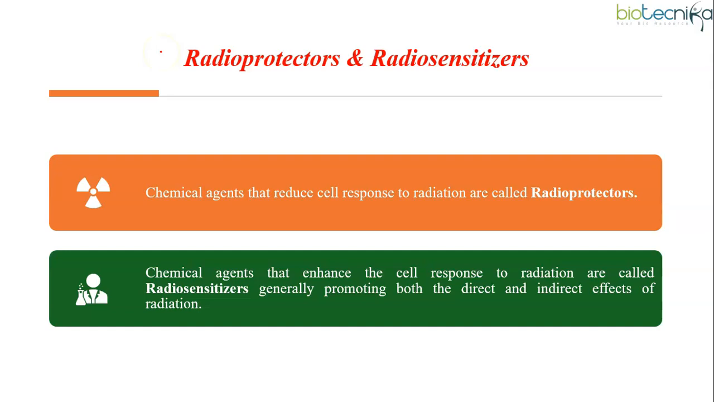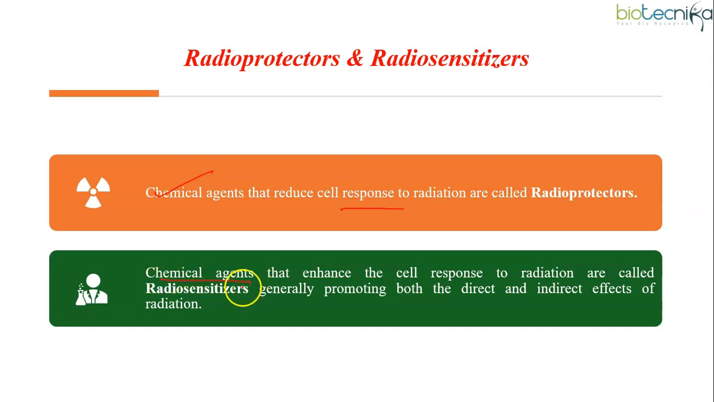So we have learned so far what is the effect of radiation on cells and tissues and how we can measure them, or the assays that we can use for measurement of radiation damage. Now, there are various chemical agents which may alter the cell response to ionizing radiation, either reducing or enhancing the cell response. Chemical agents that reduce cell response to radiation are radioprotectors. They generally influence the indirect effect of radiation by scavenging the free radicals produced.